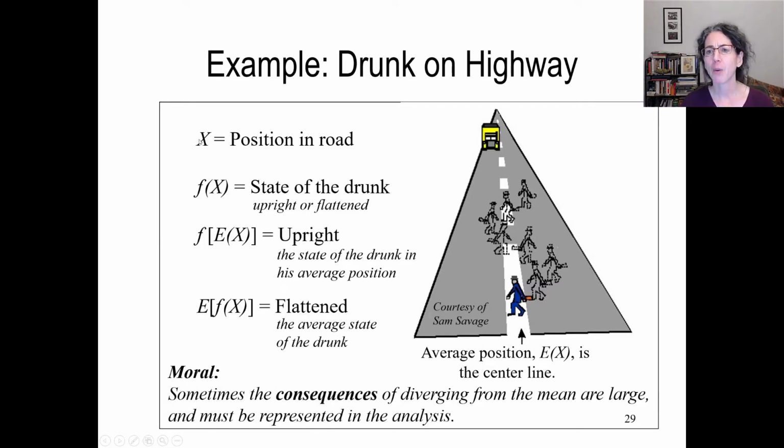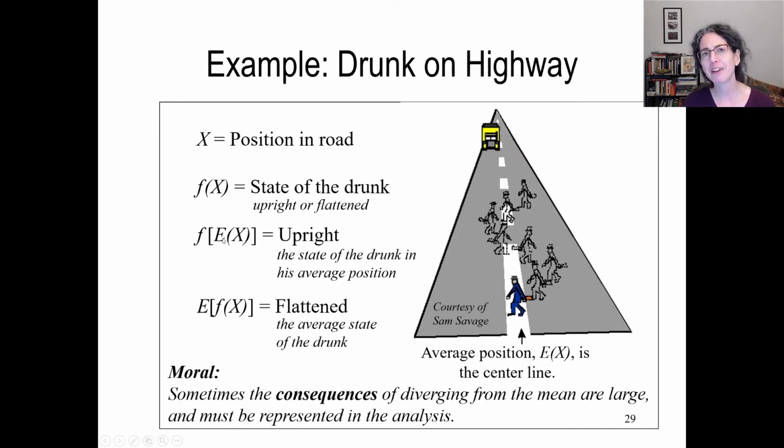So our X variable is the position of this drunk guy in the road. And the expected value of X is the center line. His average position is the center line because he's actually attempting to walk down the center line, even though he's fairly often not on it. So the expected value is the center line. Our function is the state of the drunk. Is he upright or has he been flattened by traffic?